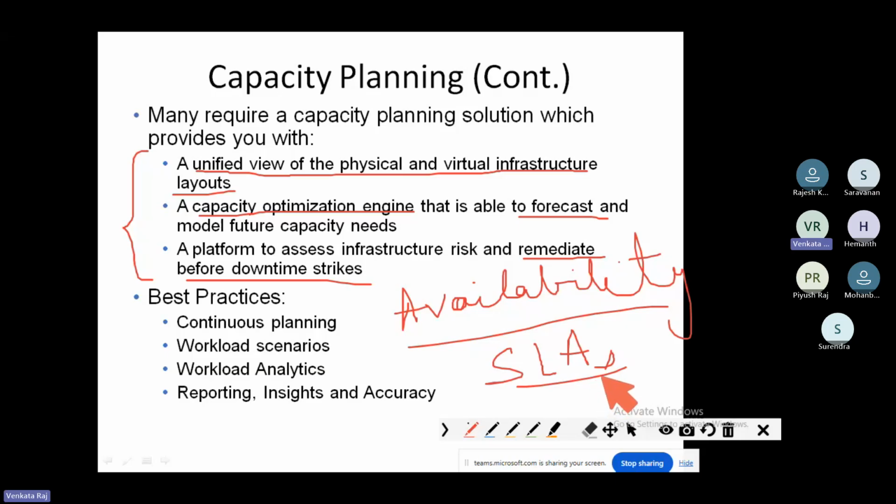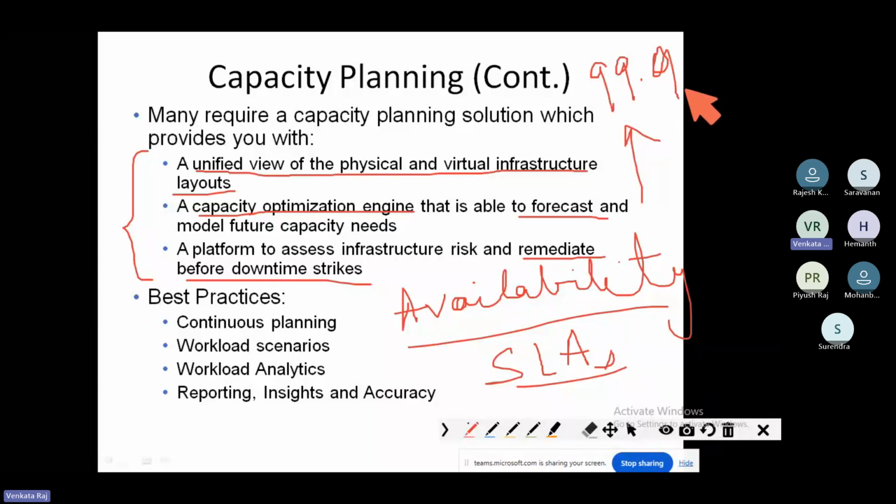SLA will depend on the application. Okay, that's mostly fine. 3 to 5 seconds. 2 to 5 seconds. Availability depends on the application. And 99.9% availability. Very good. This is one correct answer.